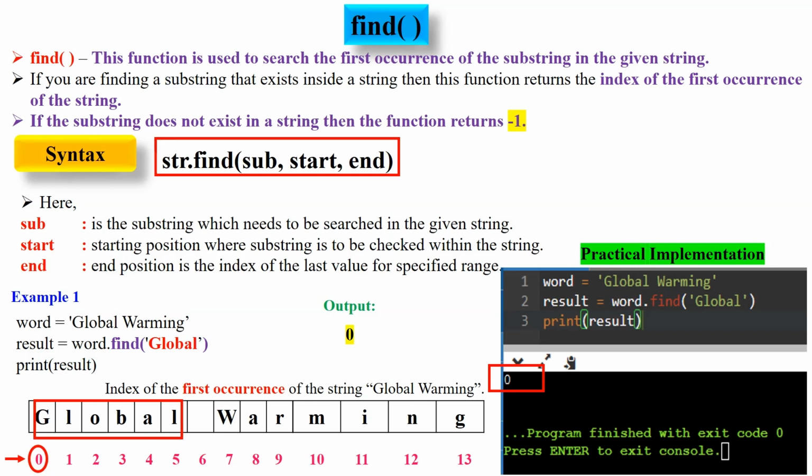Let's see an example. Example 1. In this code, the find method is called on the string word. It takes one argument, which is the substring you want to search for, 'global' in this case. In this example, since the substring 'global' is found at the beginning of the string, the find method returns the index 0.